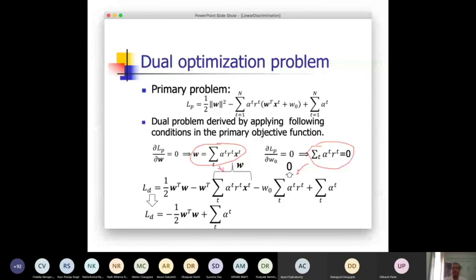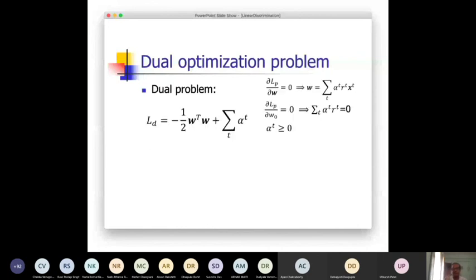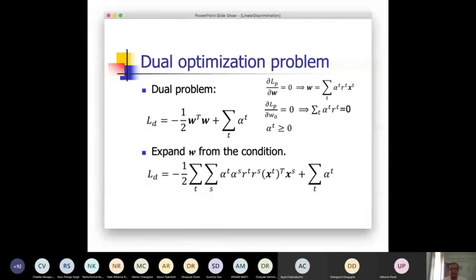So let us see that form itself. Once again, I am writing this. There is a constraint that alpha t should be greater than or equal to 0. That constraint is there for that maximization. Still, that constraint is there. So you expand W from this condition, and you get this particular expression, because you are maximizing it. Expand this condition. So the idea is, you should maximize this function with respect to alpha values.